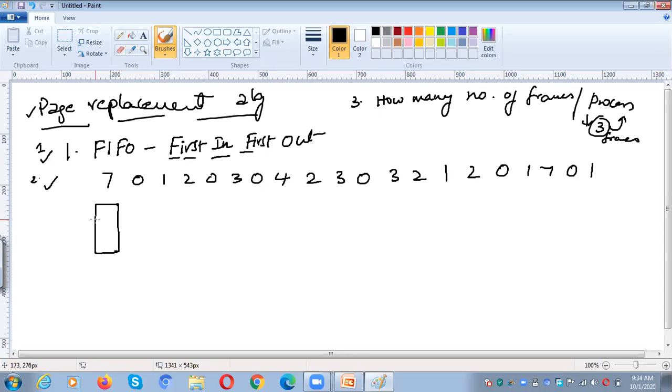3 boxes we need to draw. So this is the main memory free frame box, right? How many frames are available? Three frames. Initially we require page number 7. Page number 7 is not available in the main memory, so we need to keep page 7 into the main memory. After that, again page 0 is not available in the main memory, so we need to bring page 0 into the main memory.